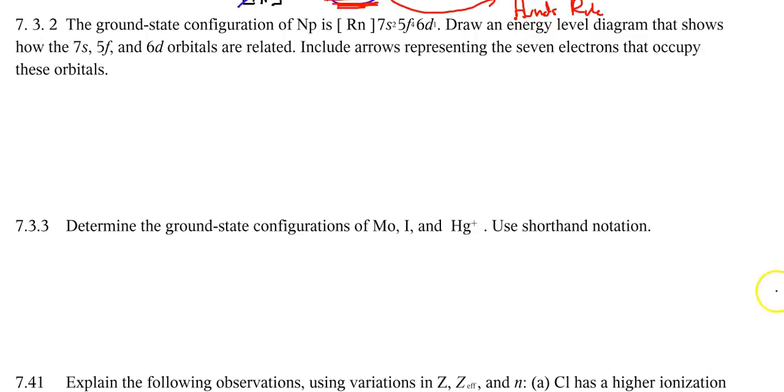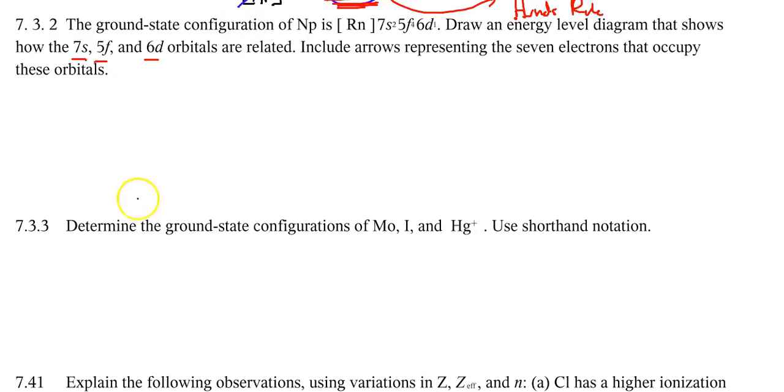7.32. The ground state configuration of neptunium is radon 7s2 5f4 6d1. So this is a classic little question here. Draw an energy diagram that shows how the 7s, 5f, and 6d orbitals are related. Use arrows representing the 7 electrons that occupy. So we're making an energy diagram. Okay.